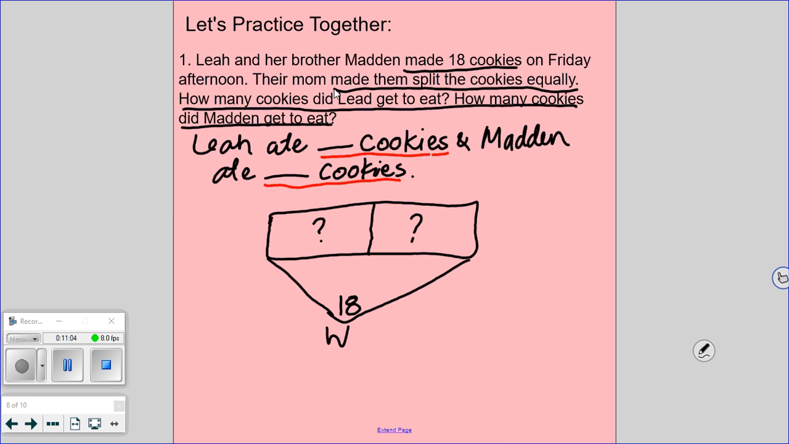What kind of an equation can I make to solve this problem? This is a little trickier. Mason, what do you think? So if 10 plus 9 equals 19, we just have to take away 1. 9 plus 9 is 8. That is not an equation that I can use to solve because the only number I have on my bar model is 18.